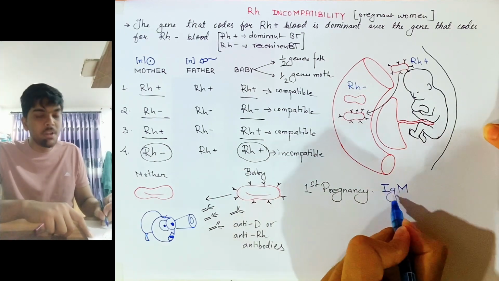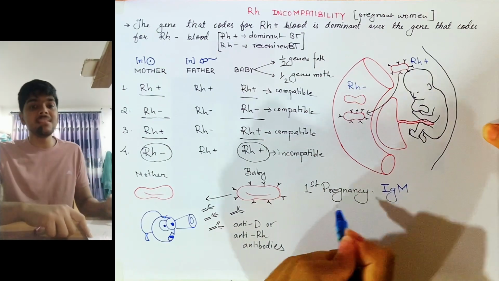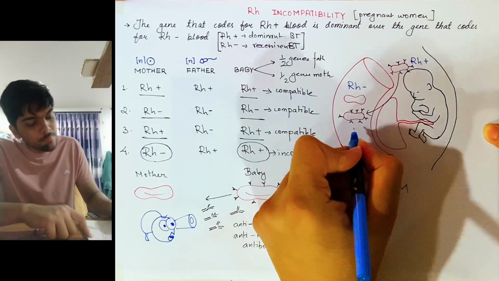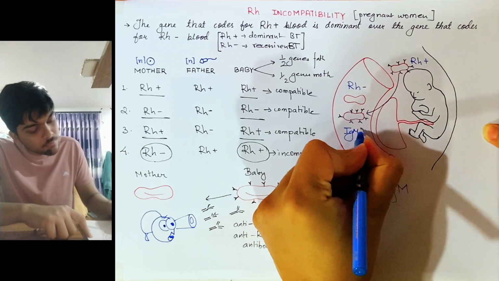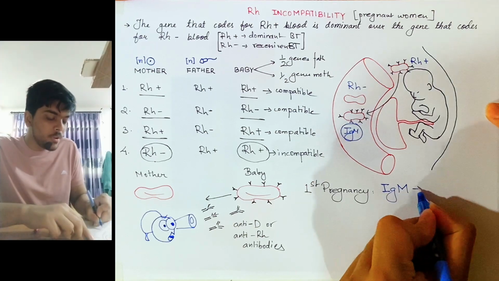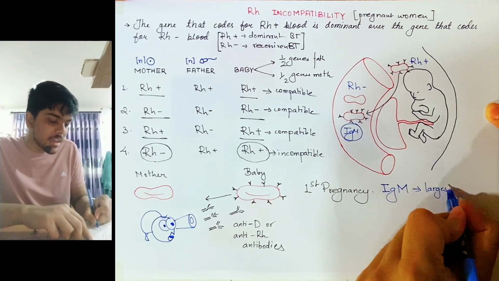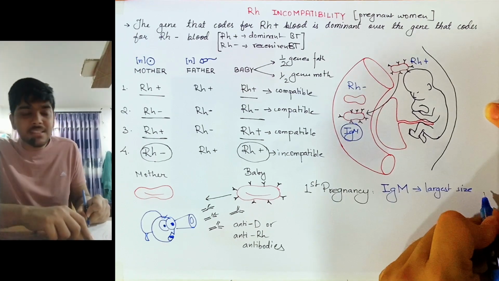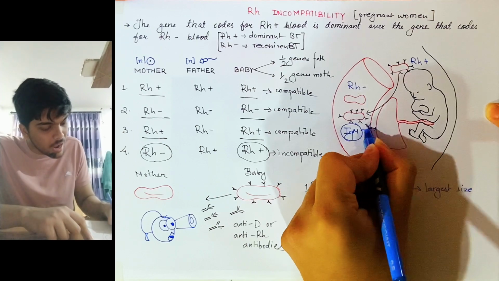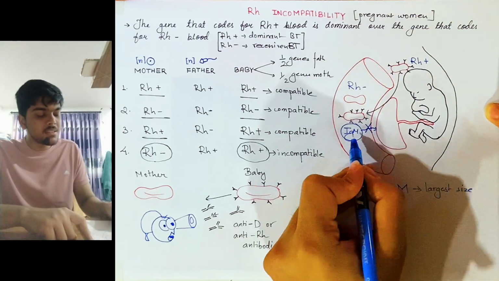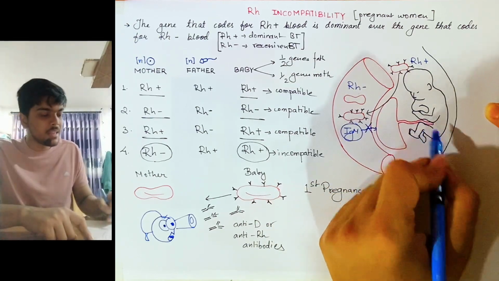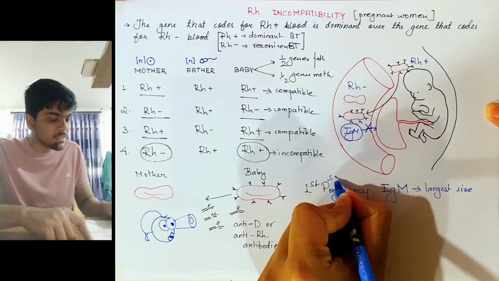are your immunoglobulin M. So during first pregnancy, this is the first child of this woman. During first pregnancy, immunoglobulin M is sent. However, out of these 5 immunoglobulins, immunoglobulin M has the largest size. Since it is so large, it can't penetrate through this placenta. Nope, it can't penetrate through this placenta. As a result, immunoglobulin M never reaches the baby and the baby remains safe. That is, the first pregnancy is safe.